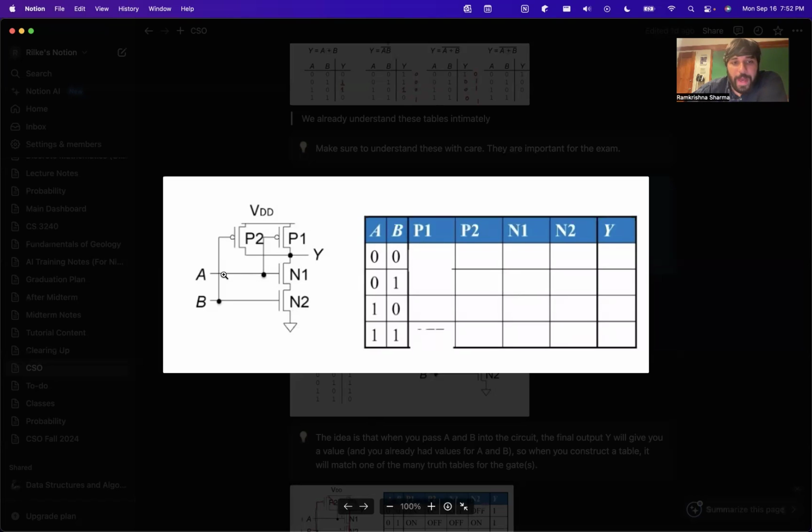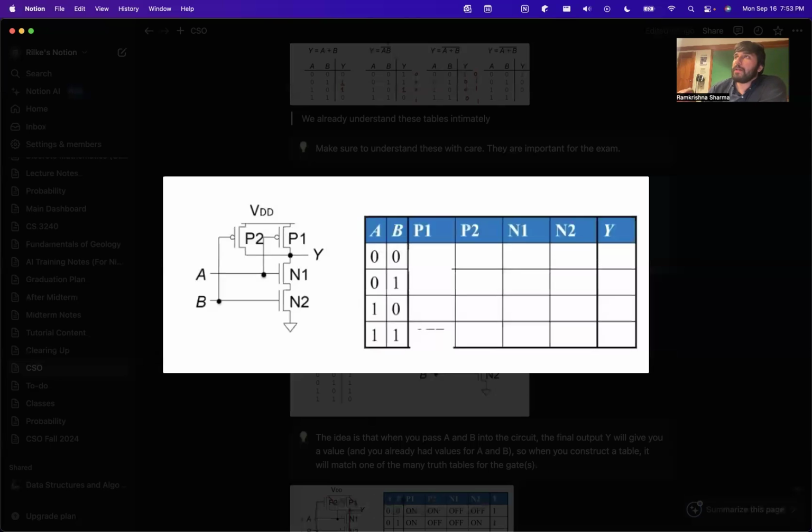But what happens in the path of A is it gets intercepted by P1. And it also gets sent to P2, right? And they're both inverted. So if P2 and P1 are both accepting 0 and they get inverted, they essentially become 1. So P1 and P2 are both closed. In other words, they're on. In other words, they conduct. And so there's a valid path from Y to VDD.